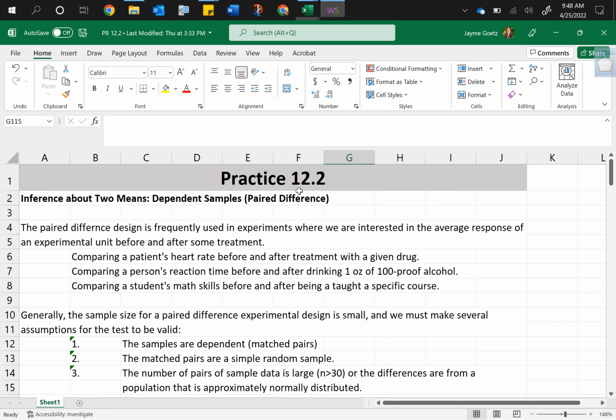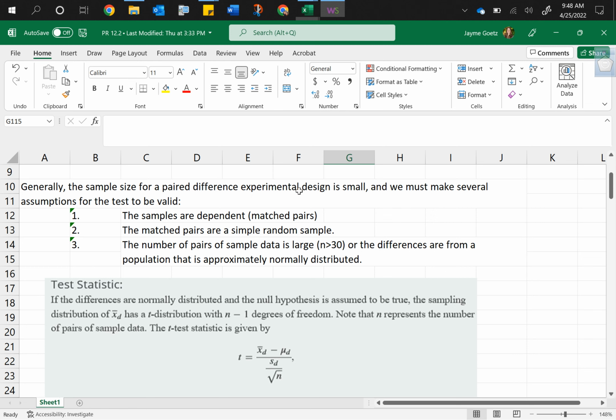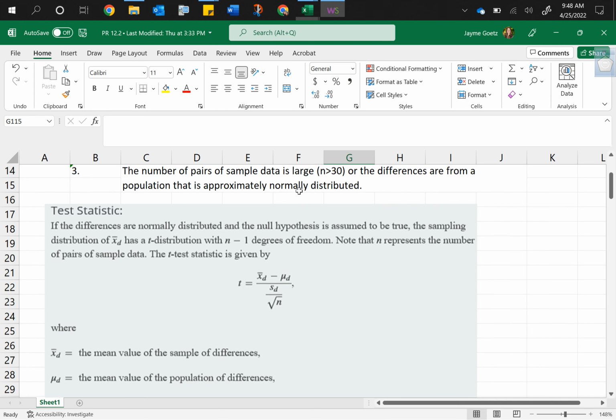Generally, the sample size for a paired difference experimental design is small, and we must take several assumptions for the test to be valid. First of all, the samples are dependent. They are matched pairs, meaning we are using the same subject for before and after. They are comparing to themselves. Second of all, the matched pairs are a simple random sample. And third of all, the number of pairs of sample data is large, or the differences are from a population that is approximately normally distributed. It has to be normal distribution.